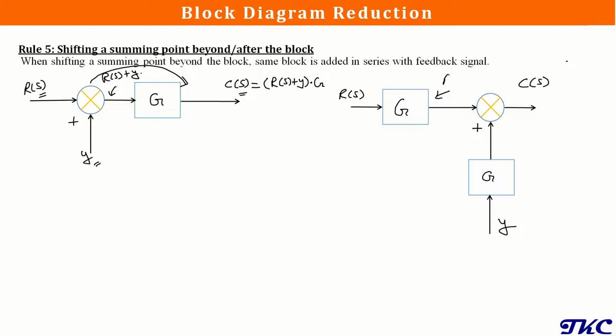So the signal after this block will be R of S, that is the input, into the transfer function of this block. Then this feedback signal will be multiplied with this block's transfer function, and we will have the feedback signal at the summing point, G into Y. Now these two signals, this one and R of S into G, will be added up at the summing point and will give us the output. So it will be R of S into G plus G into Y. What we can do here is take G common, so it will be R of S plus Y into G. So again we can see the output for both conditions is the same.